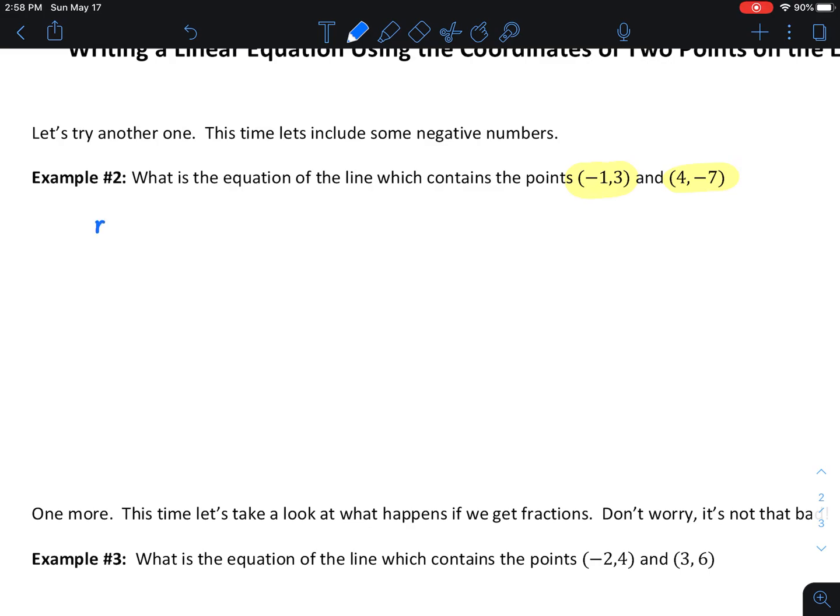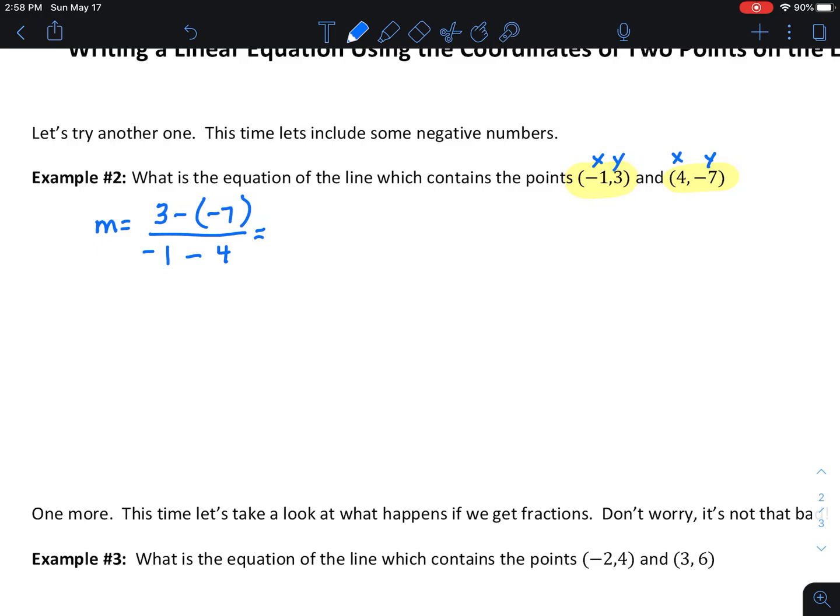So remember step 1 says we're going to find the slope. Now, if you want to, you can say xy, xy. I like to do that just to remind myself of what I'm actually looking at. So the top is y minus y. So we have 3 minus -7. And then on the bottom, we have x minus x. So we have -1 minus 4.